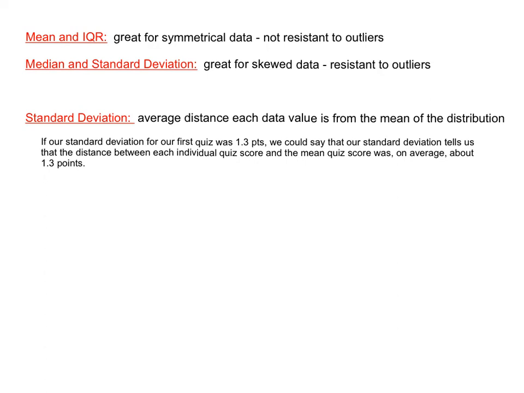Oh goodness, this is just kind of a summary. Mean and IQR, median and standard deviation. Okay, that is a great interpretation of a standard deviation. Okay. The average distance from our individual quiz scores and the mean would be about 1.3 points.